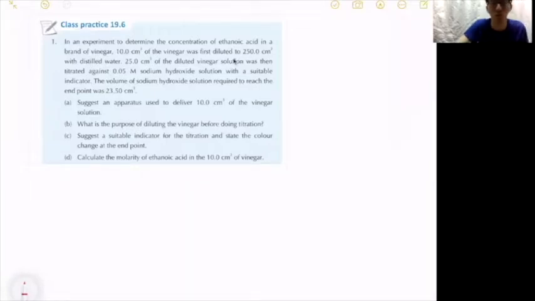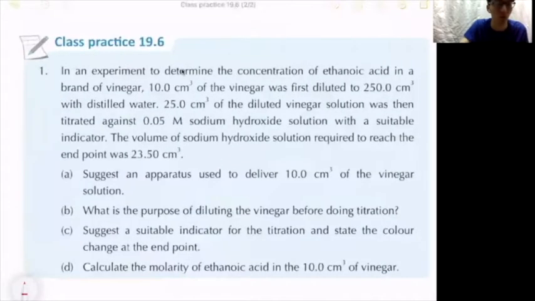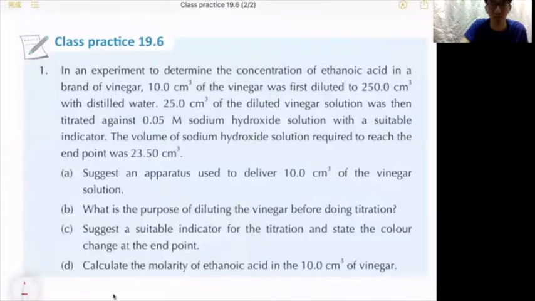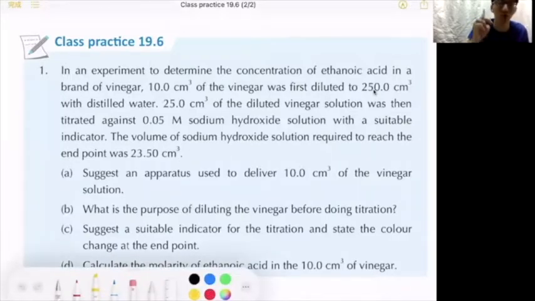So in this question, we are going to calculate the molarity of the vinegar. So you calculate the ethanoic acid inside 10 cm cube of vinegar. First of all, highlight the information that the question provides to you, which is very useful.